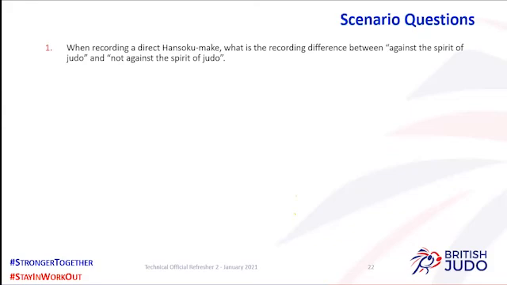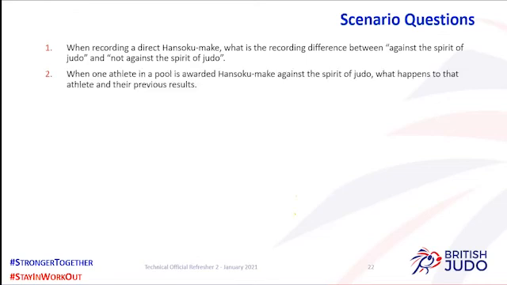So the first one, when recording a direct Ansokamaki, what is the recording difference between against the spirit of judo and not against the spirit of judo? So if you could write down on your sheet, what is the difference between the two in terms of the legend? That would be good. Question 2. When one athlete in a pool is awarded Ansokamaki against the spirit of judo, what happens to that athlete and their previous results? I think we've done that one to death in the discussion. So I think probably everybody's going to get that one.